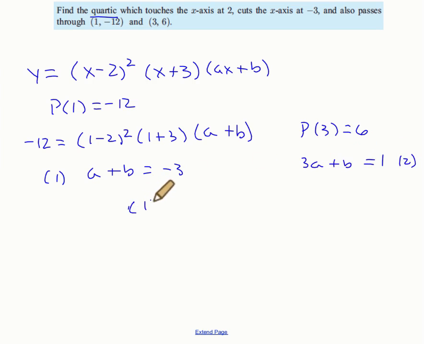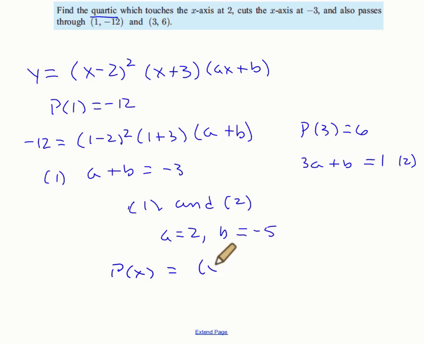And equation 1 and equation 2 form a system of equations. Again, I will not bore you with the algebra. It gives A equal to 2 and B equal to -5. So I end up with some polynomial P of x is equal to x minus 2 squared times x plus 3 times 2x minus 5. All done there.